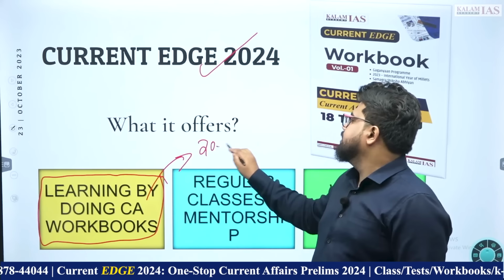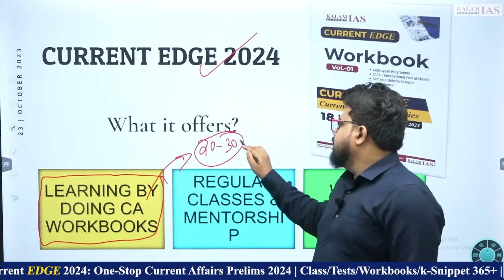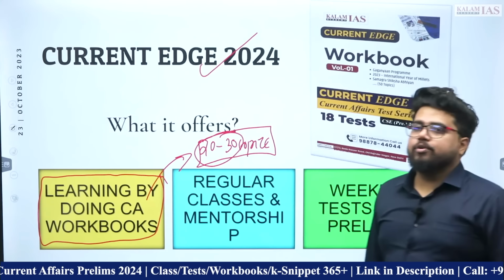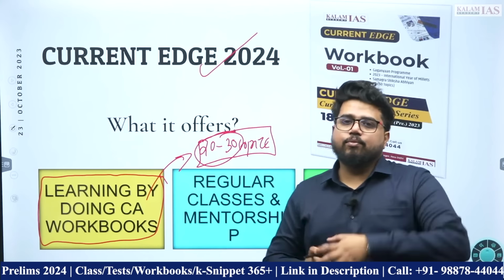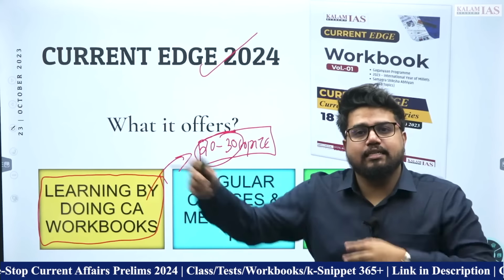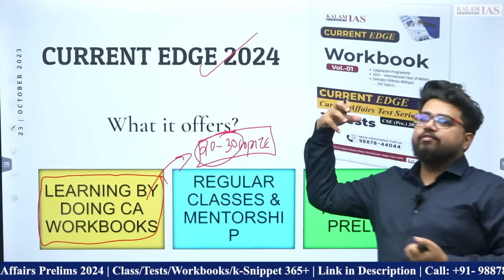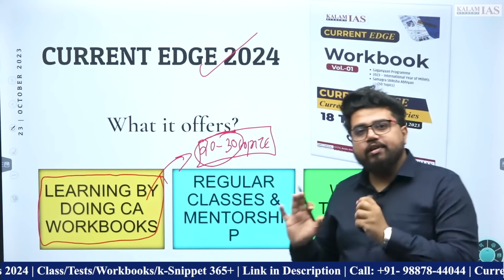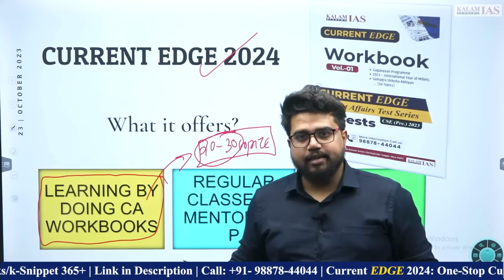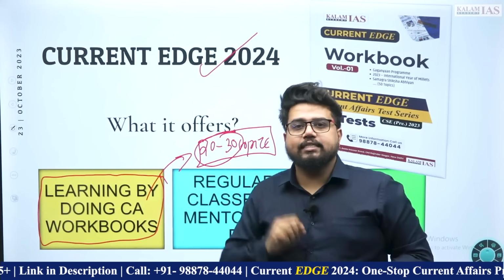It will have 20 to 30 topics to start with. Later on, we will increase the number of topics. By December, the importance of prelims preparation increases, so the number of topics we will increase. Now, how will we be doing these topics? We're not going to do this in a traditional way.